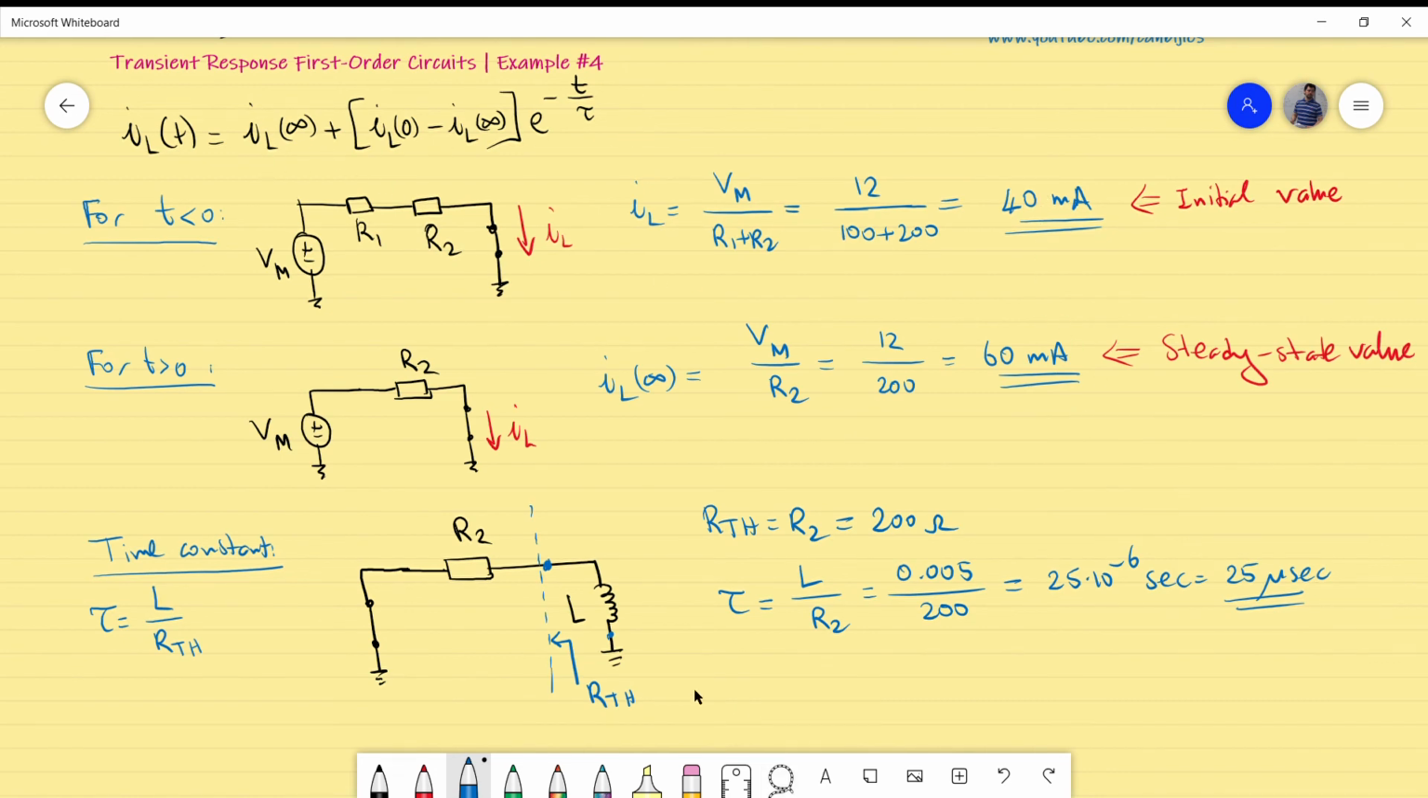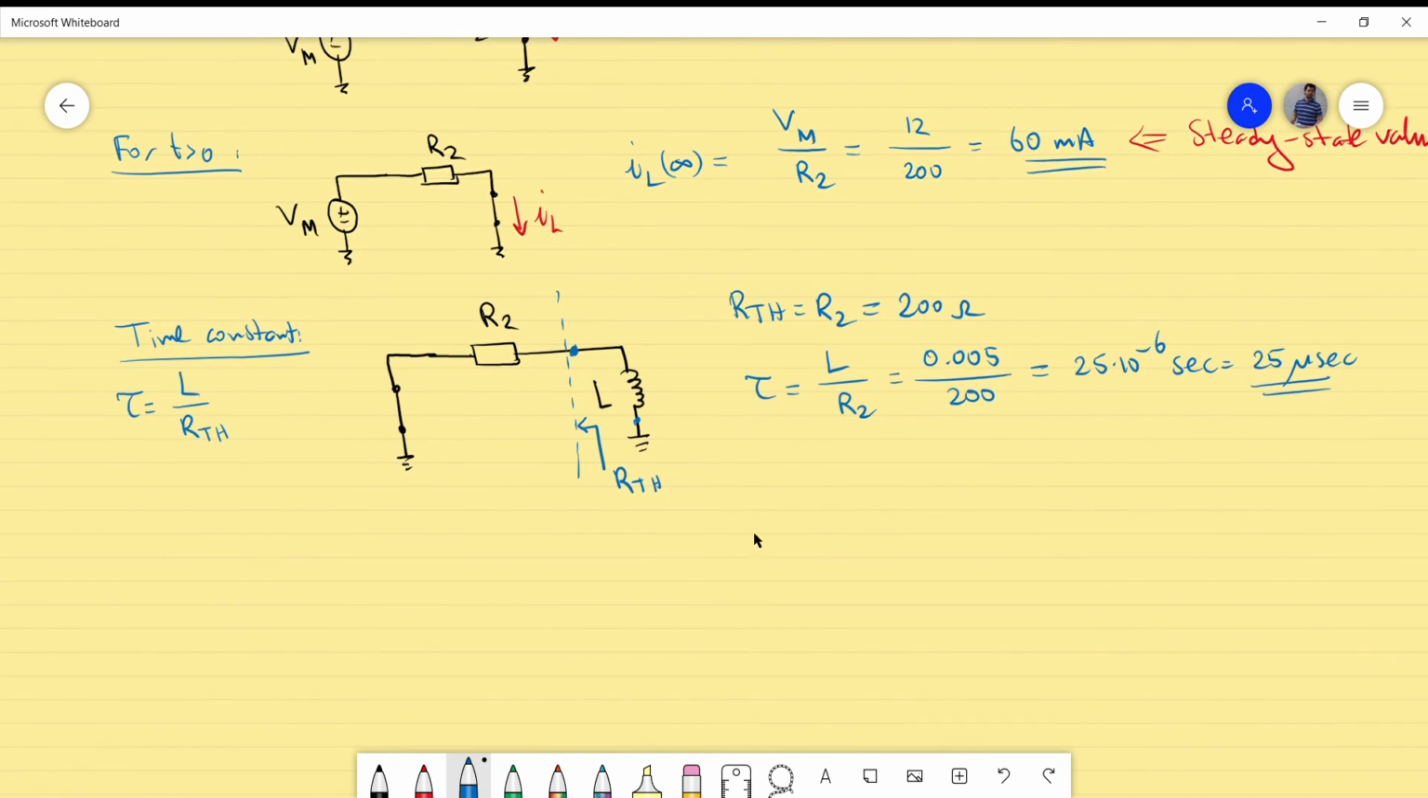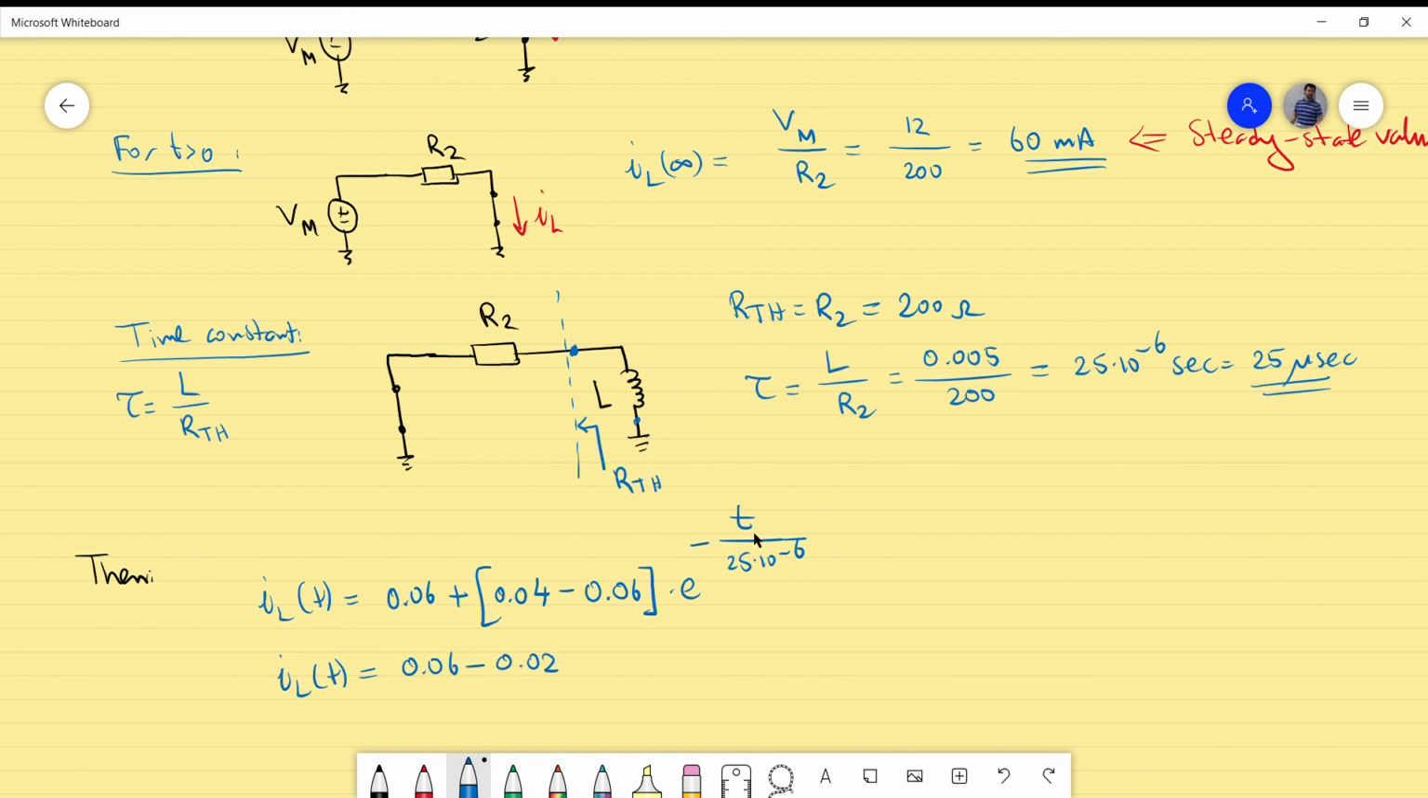Now I will use all of this information to fill in this formula, because I need these three parameters, and then I will be done with the example. I get IL as a function of time is IL at infinity, 0.06, plus the initial condition 0.04 minus 0.06, times e to the power minus t divided by 25 micro. I will simplify this to make it easy to read: 0.06 minus 0.02 e to the power minus 4 times 10 to the power 4 t, in amps.